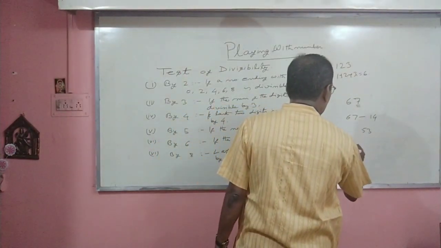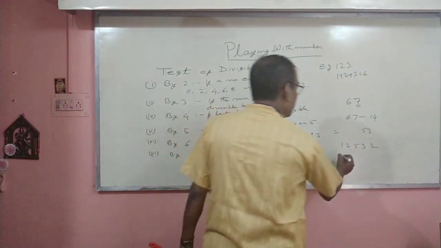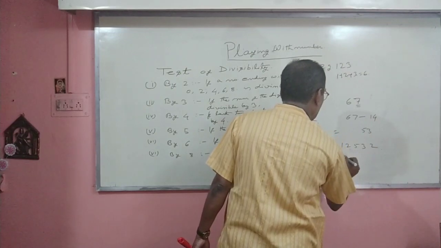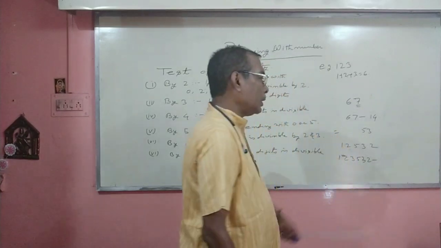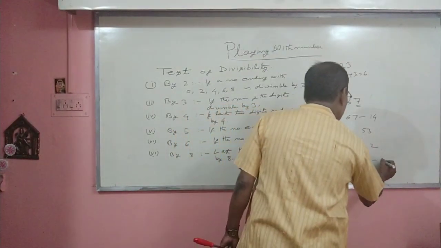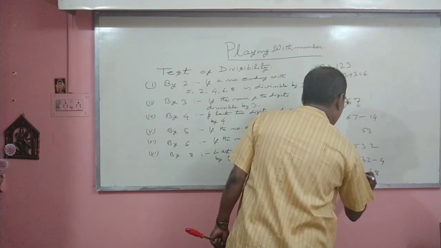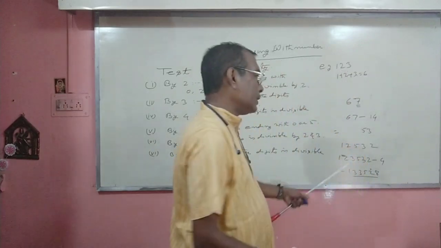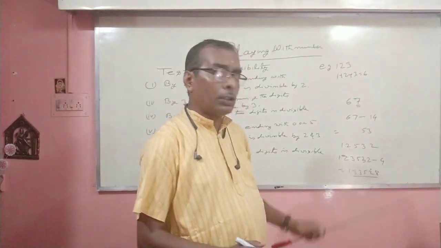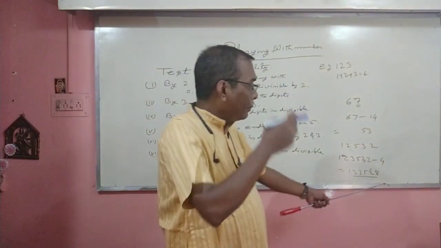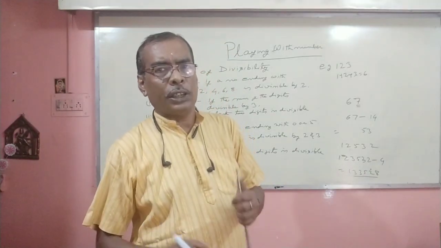Suppose the number is 1, 2, 3, 5, 2. If we subtract from 1, 2, 3, 5 twice the unit figure, that is 4, and this number is divisible by 7, then the original number will also be divisible by 7. Again the problem is whether this is divisible by 7 or not, and in that case you will have to apply the same rule again. It is quite hectic. So the 7 divisibility test is not a proper thing.